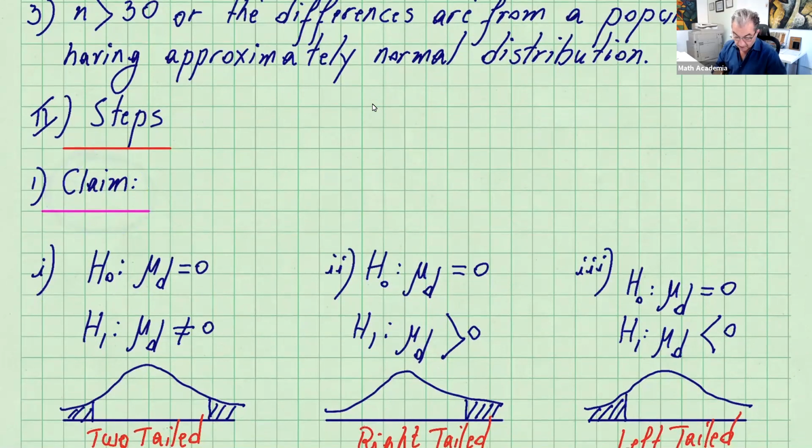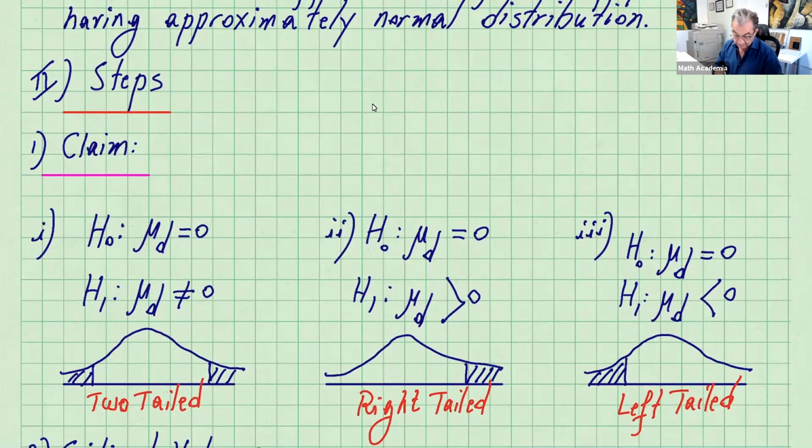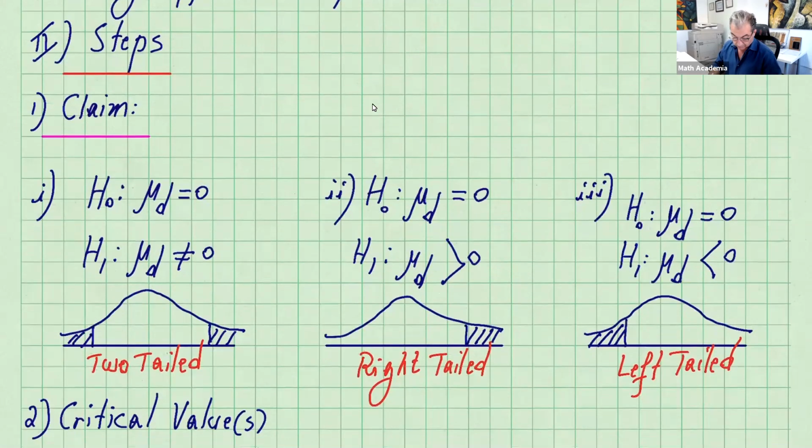Step number one, we have to identify the hypothesis or just write the claim as we went over this. There are three types of claims. One is H0: mu sub d equals 0, H1: mu sub d is not equal to 0. So this is a two-tailed test. I will let you know what mu sub d is in a second. So you can have a two-tailed test or right-tailed test or left-tailed test, just like before. And in H0, you put all of them equal to 0.